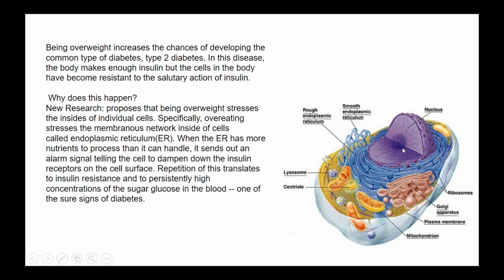Basically, this here is our cell with our nucleus. We have the mitochondria, which are our ATP power generators, the Golgis. Then we have our ER, our endoplasmic reticulum. And this here has the little specks. That's the rough ER, okay, with the ribosomes and stuff like that. So what happens is being overweight, specifically overeating, stresses the membranes inside of the cells, the ER. When more nutrients are being inputted into the cell than it can handle, it sends out an alarm saying, whoa, whoa, let's dampen down the insulin receptors on the cell surface. Quit firing. I can't handle all the stuff that you're sending me, right?